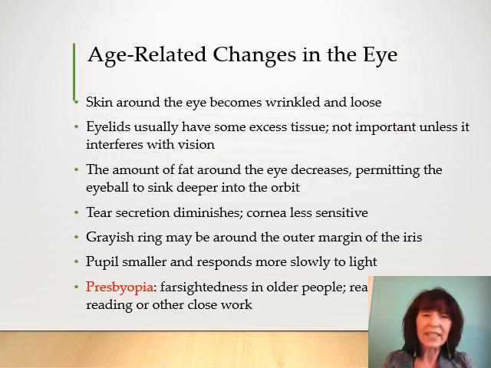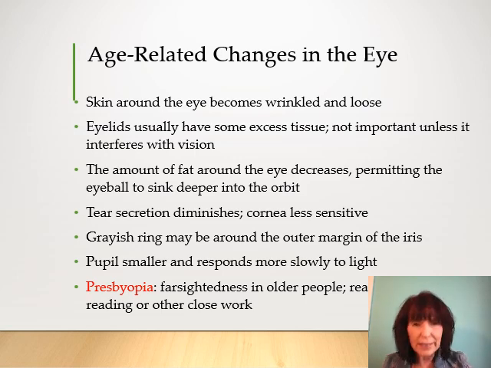So what are some age-related changes in the eye? Well, unfortunately, you're looking at it. Skin around the eye becomes wrinkled and loose, which is why there's a fortune in makeup and lotions that you can put to help try to make this wrinkled skin not look so wrinkled. Eyelids usually have some excess tissue. This is as you get older, and that's why a lot of people have eye lifts, just to take away that extra tissue, because it weighs down the eyeballs. It can obstruct vision, but it also isn't attractive, so they have some of that tissue taken away.